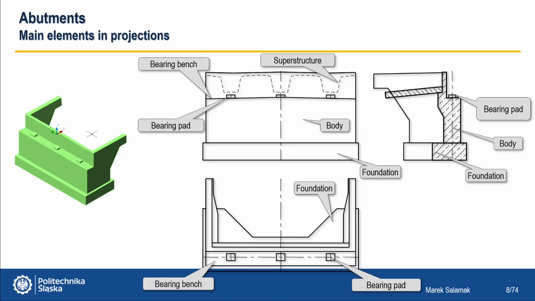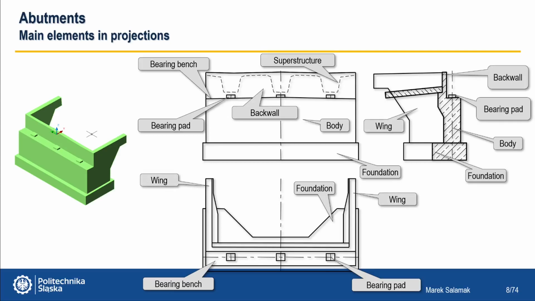Behind the bench is a back wall, approximately 40 centimeters thick. On both sides of the body there are wings which sometimes have such a triangular shape. They can also have their own foundations or they are cantilevered. And we have here the approaching slab, which on one side rests on the back wall and stays inclined in the embankment soil, covering the abutment chamber.